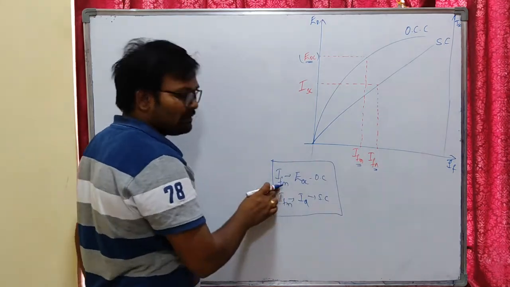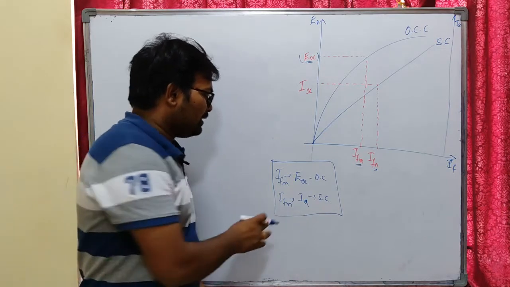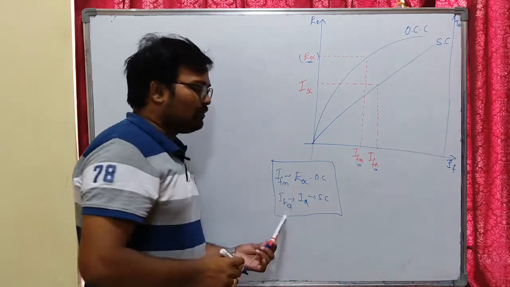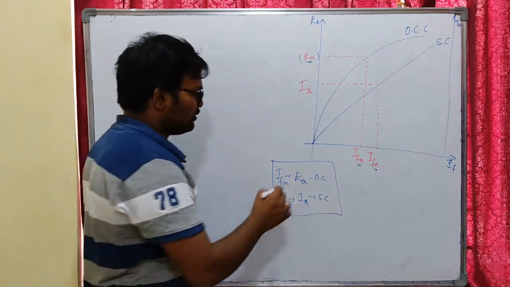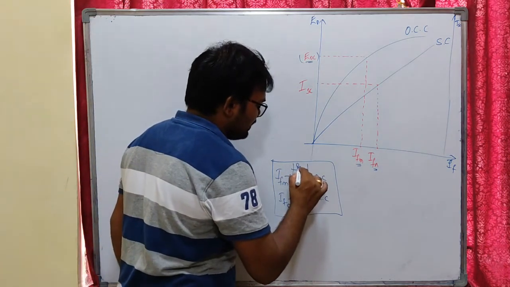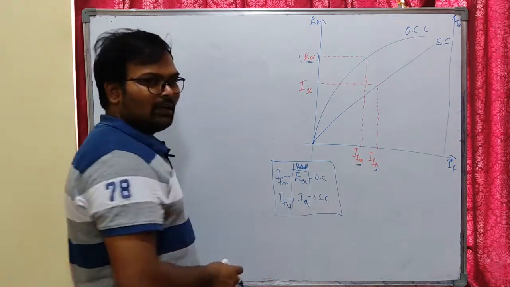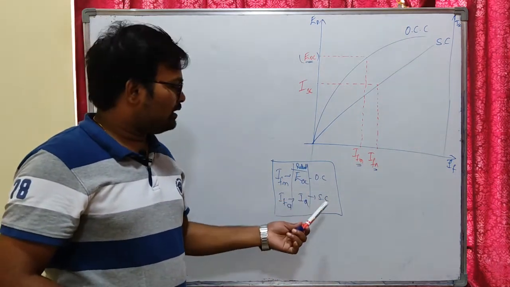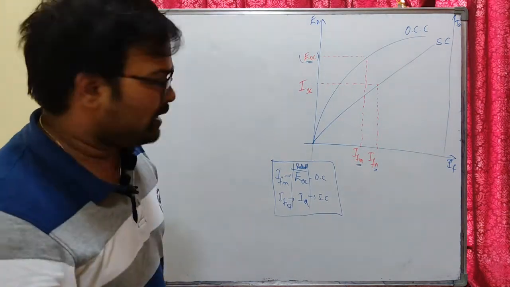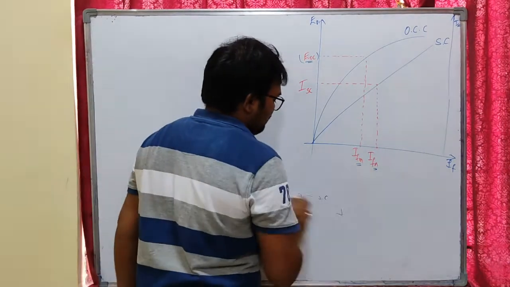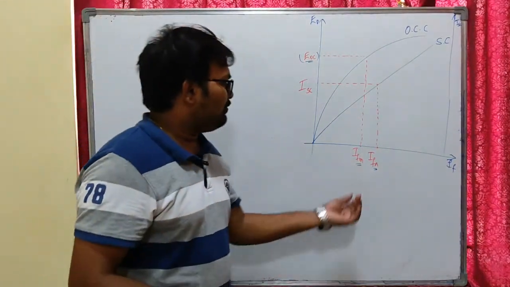IFM is the main field current to generate rated voltage under open circuit condition, and IFA is the field current to generate rated armature current under short circuit condition. So these are rated conditions. We need to generate rated voltage and rated current. Voltage is under open circuit condition and current is under short circuit condition. So here we have two field currents, IFM and IFA.